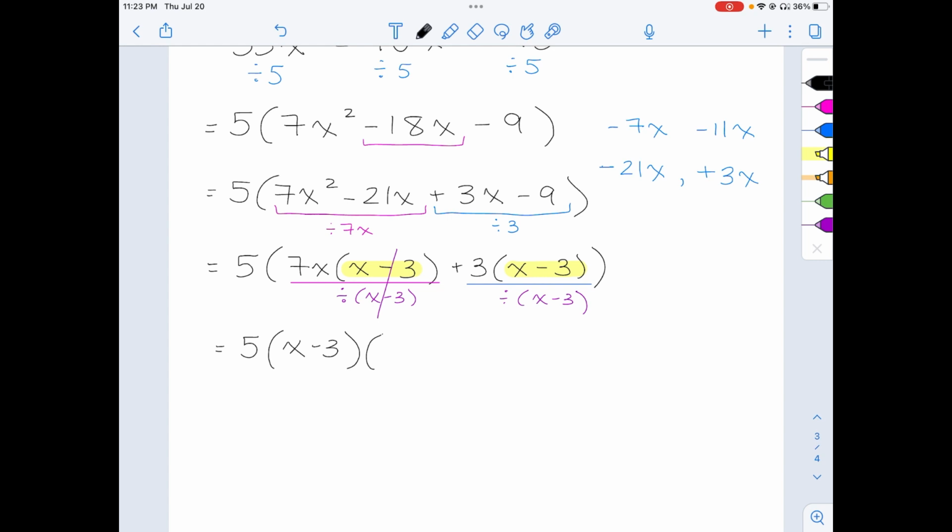So in the first one here, the one that I underlined in pink, if we cancel out that x minus 3, we're left with just 7x. And then in the second pair here, the one underlined in blue, if I divide by x minus 3, that cancels out, and I have just plus 3. Okay, and then this is my fully factored form. Again, it's the same as what I got when I used crisscross factoring.